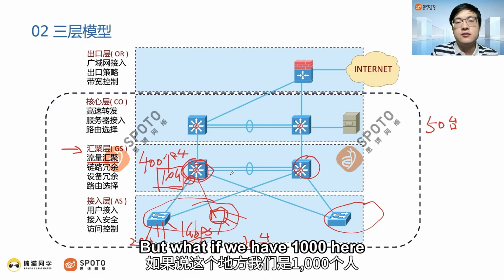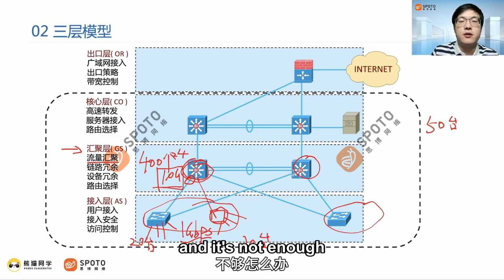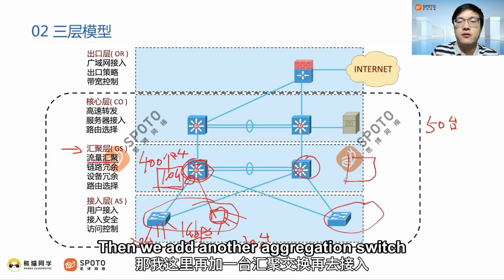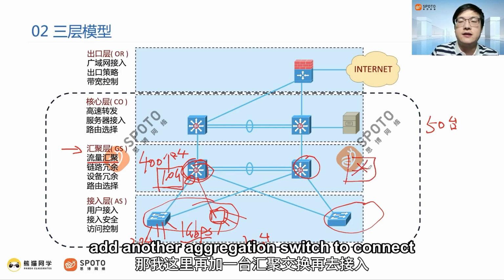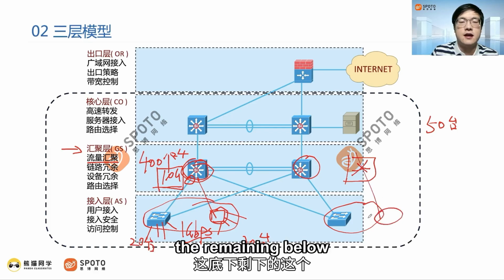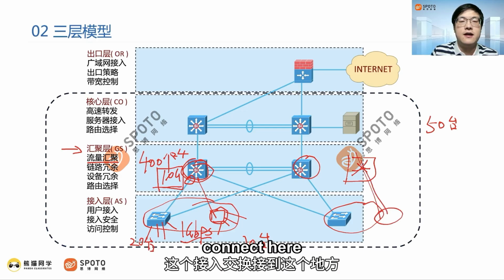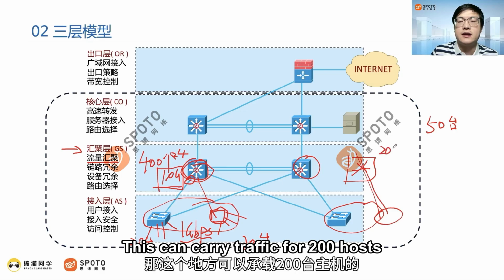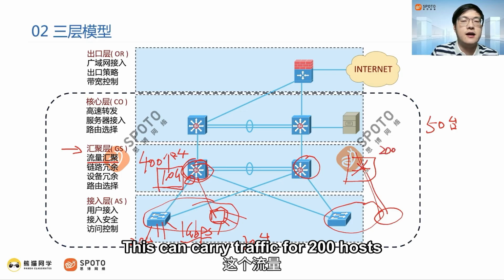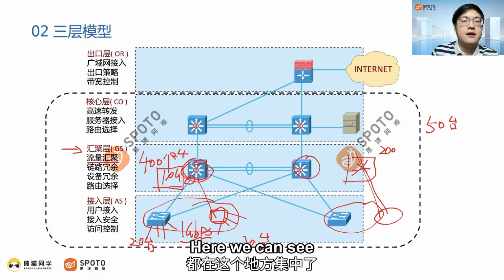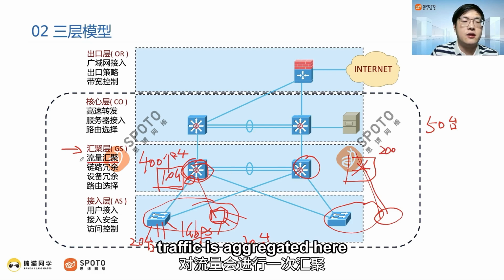But what if we have 1,000 here? Then we add another aggregation switch. Right, add another aggregation switch to connect the remaining below. How many left? Right, 10 access switches left. Connect here. This can carry traffic for 200 hosts. All concentrated here. Here we can see traffic is aggregated here.